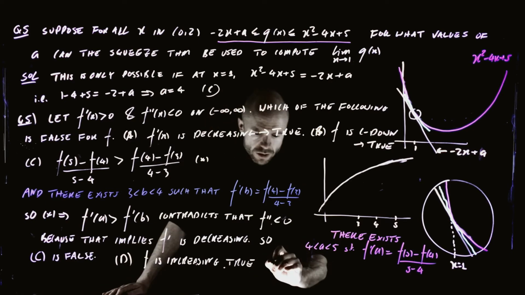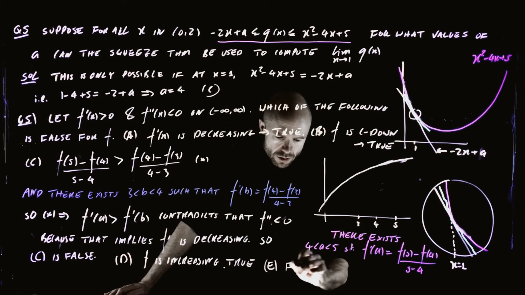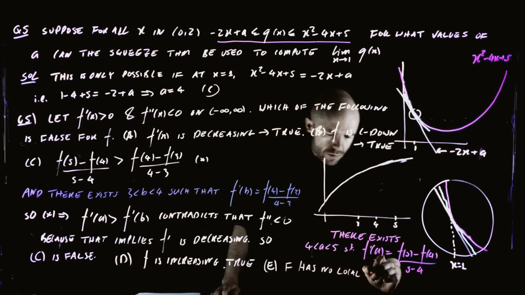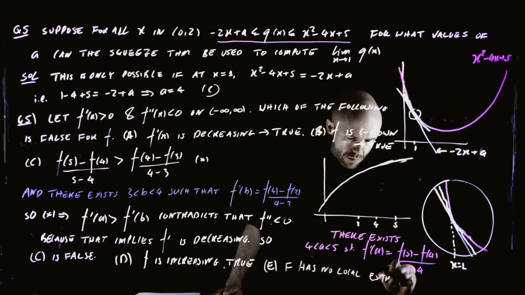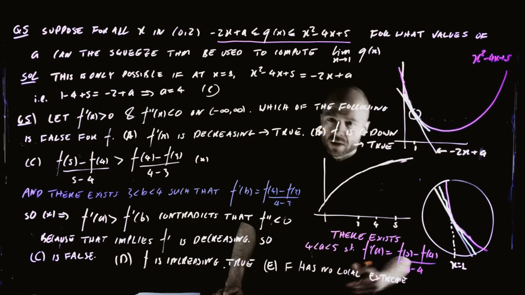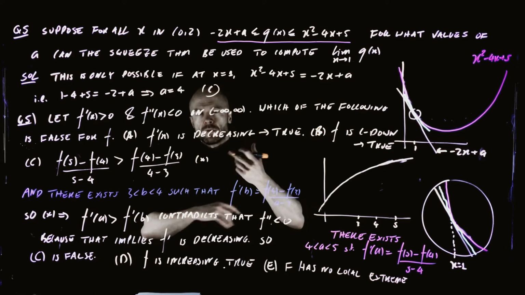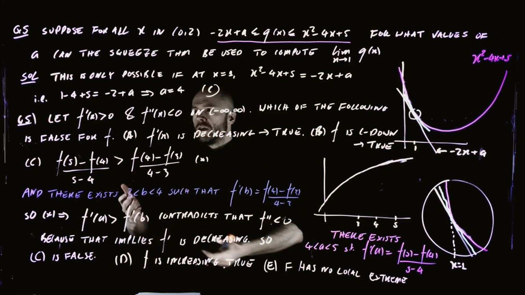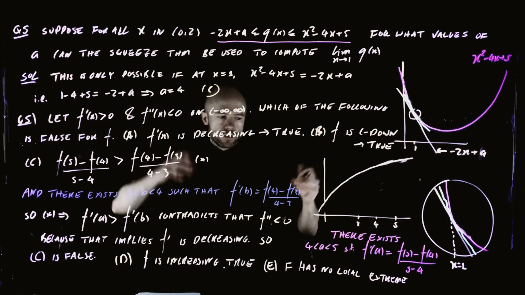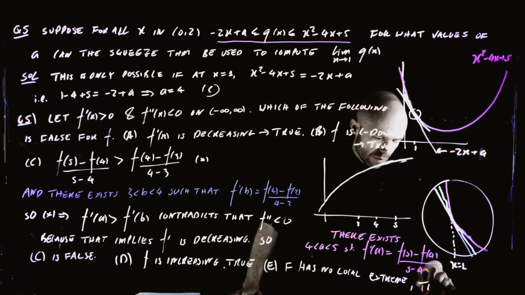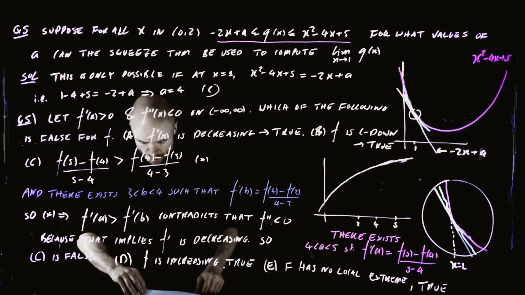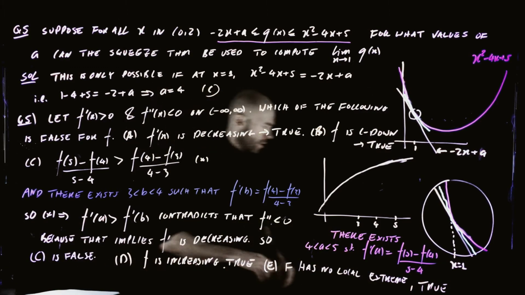And then E, f has no local extremas. Extrema is where we have a local max or a local min. That will only happen at a critical number, which is where the derivative is 0. The derivative is never 0 because we're given it's always positive, so that's true as well. Okay. Cool. All right, I'll erase the board and we'll do some more.